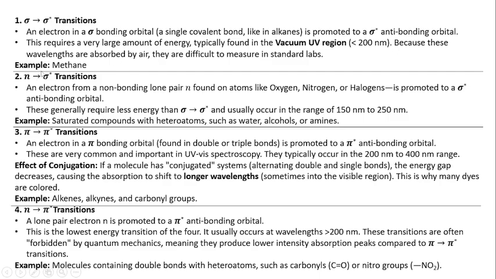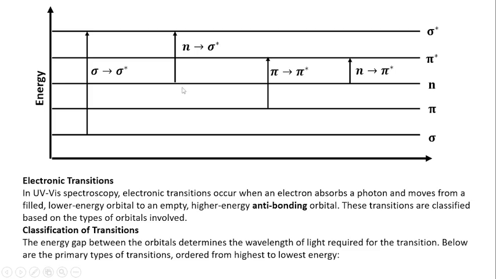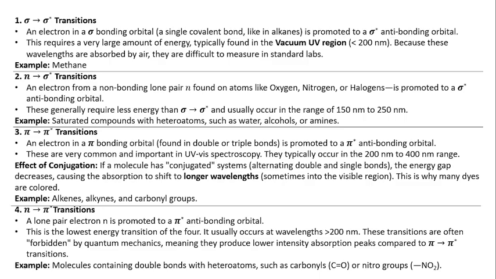The second is the n to sigma star transition, where non-bonding electrons get promoted to the high energy anti-bonding sigma star orbital. It occurs in saturated compounds containing heteroatoms such as oxygen, nitrogen, halogens, etc., where the non-bonding lone pair n electrons are promoted to the sigma star orbital. Examples are water, alcohol, and amines, and it occurs in the range of 150 to 250 nanometers.